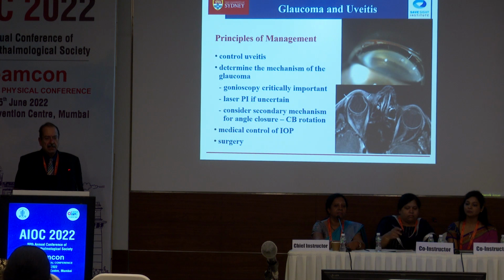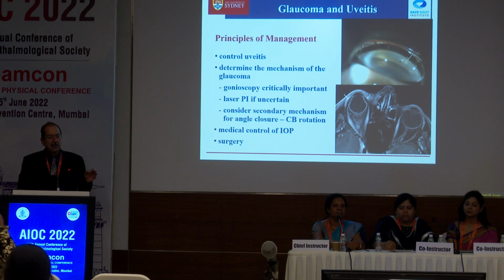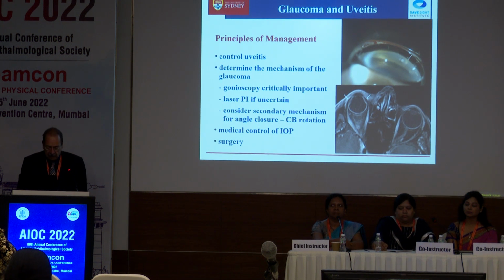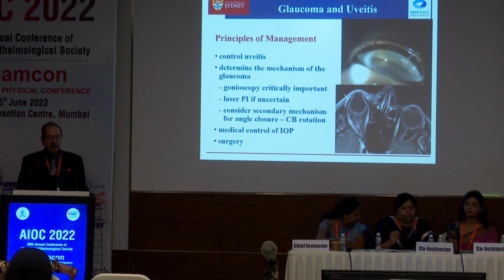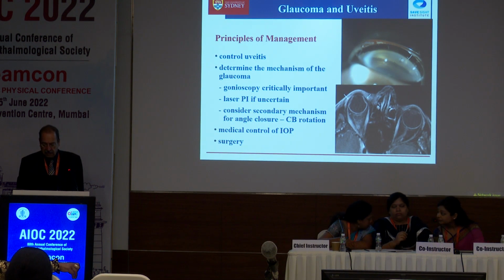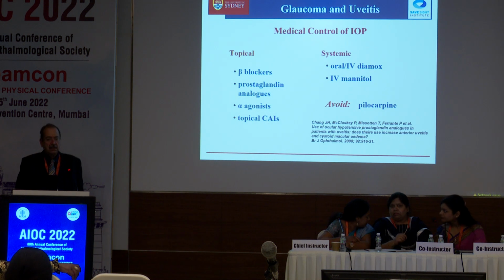So when it comes to management, control of uveitis is paramount, and then the next thing to do is to determine the cause of the glaucoma. Very often the thing that gives you the answer is gonioscopy. Very underdone, underutilized, simple investigation that one needs to remember to do. But also one needs to look at the issue of ciliary body rotation, because the treatment of that is obviously not a laser PI. Medically, the pressure is to be controlled, and quite often surgery is needed.